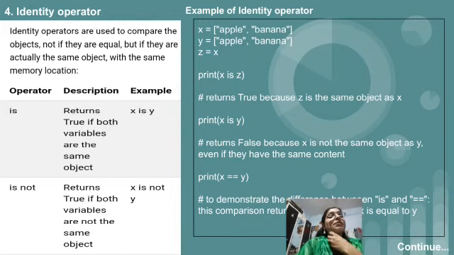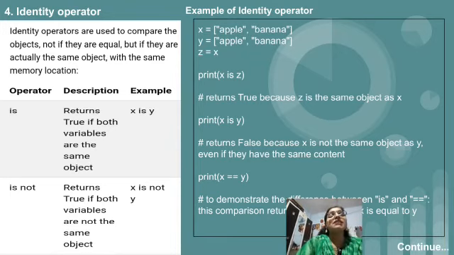After that, the next statement we are trying to print is print x is y. Now the x object is different, and we have not assigned the value of y to x or the value of x to y. Even though they have the same elements in their list, both have apple and banana, the identity operator not just checks the content but also checks the object.